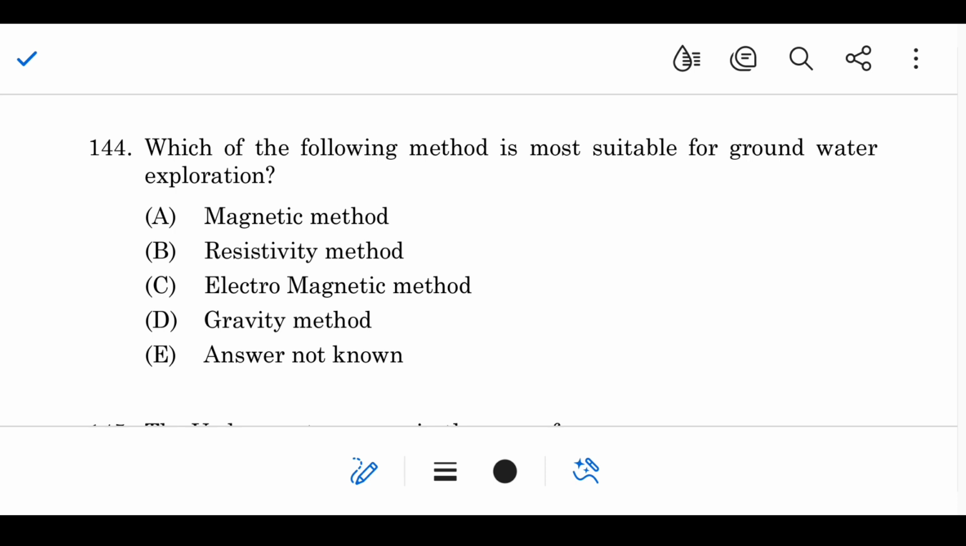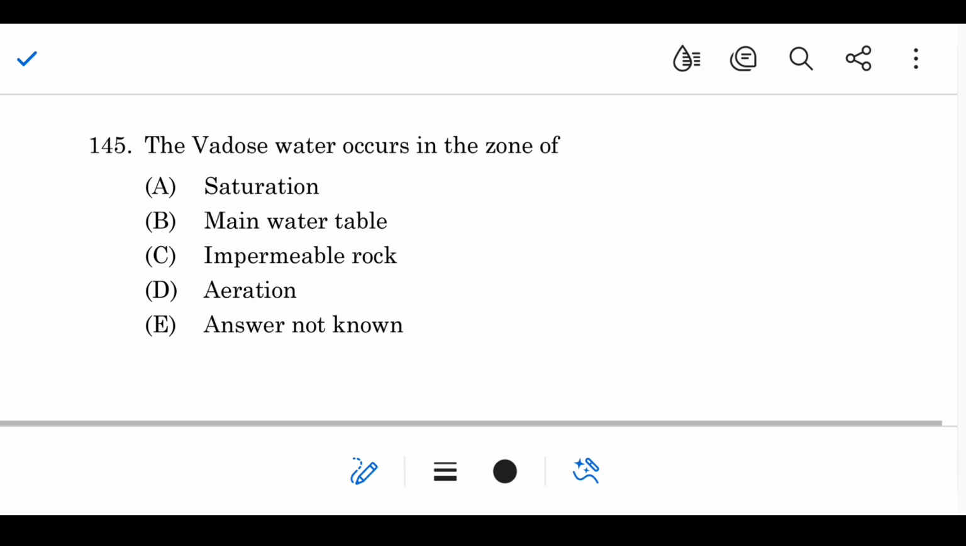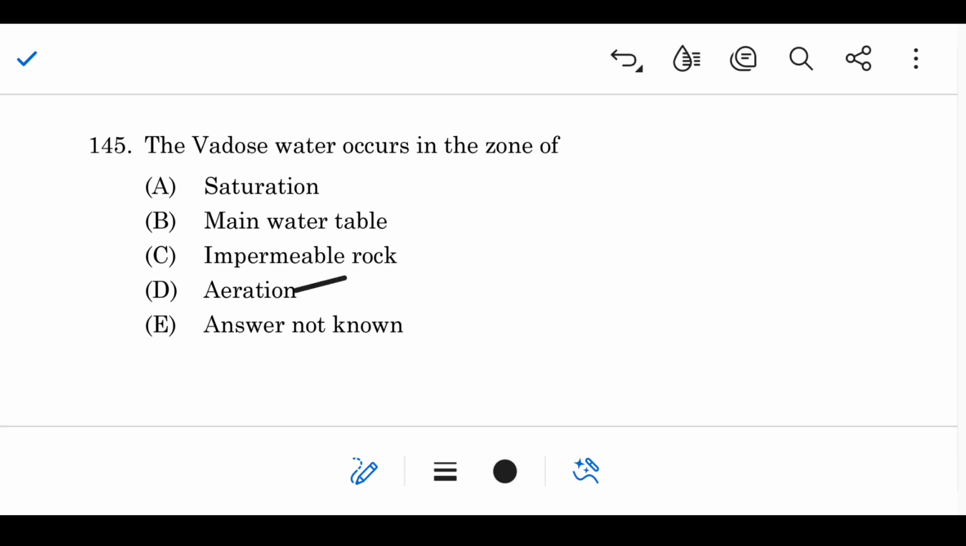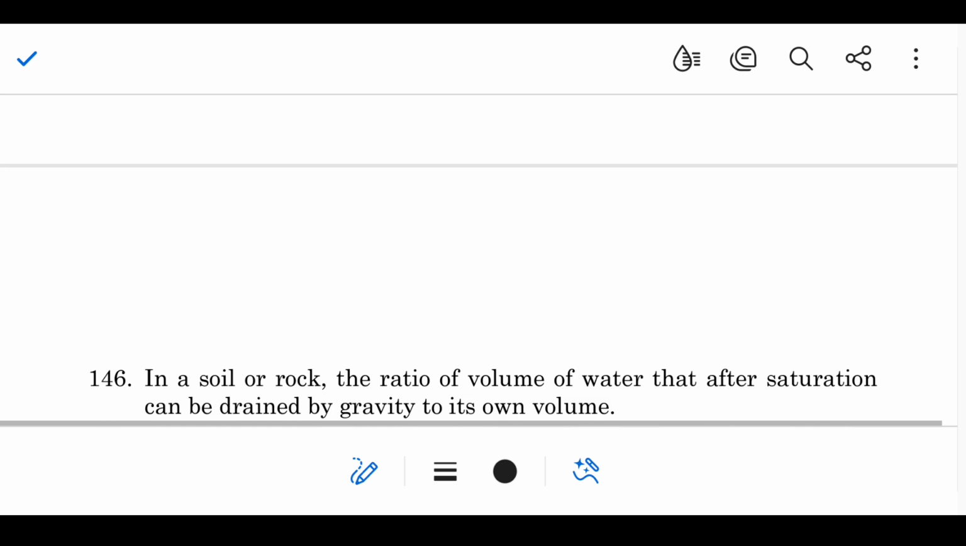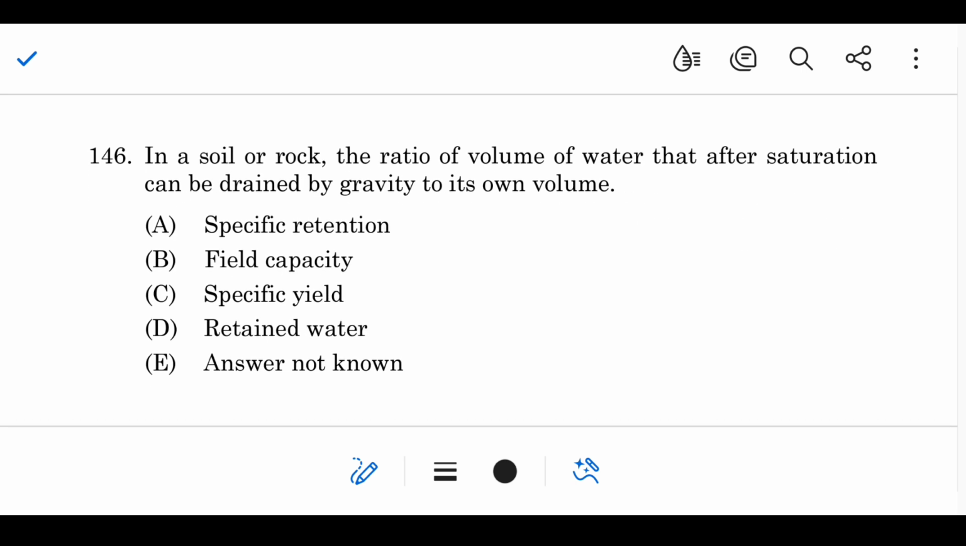Which of the following methods is suitable for groundwater exploration? It is the resistivity method. Where does water occur in the zone of aeration? Okay. In a soil or rock, the ratio of the volume of water that, after saturation, can be drained by gravity to its own volume is specific yield.